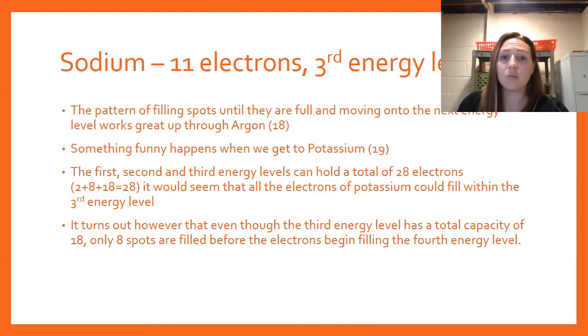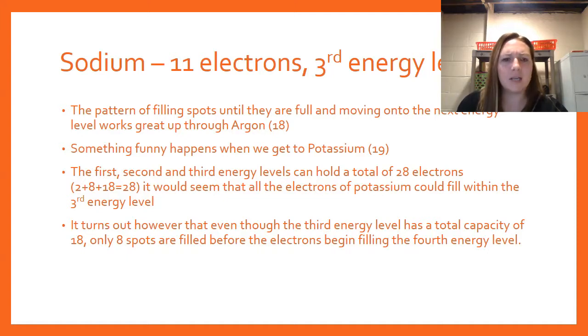The pattern of filling spots until they are full and moving on to the next energy level works great up through atomic number 18, which is argon. Something funny happens when we get to potassium with the atomic number of 19. As you know, the first, second, and third energy levels can hold a total of 28 electrons when you add them all up. It would seem that all of the electrons of potassium could fill within the third energy level.